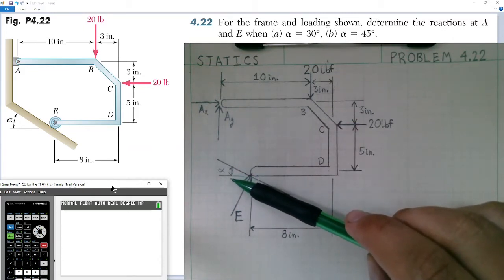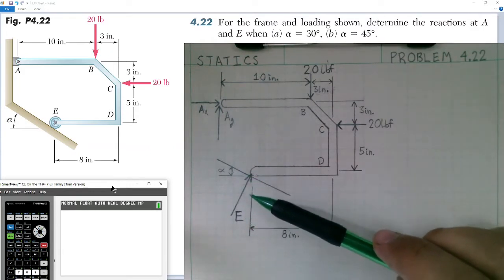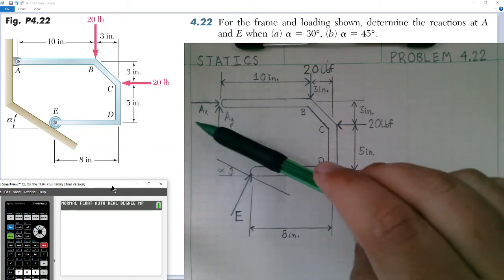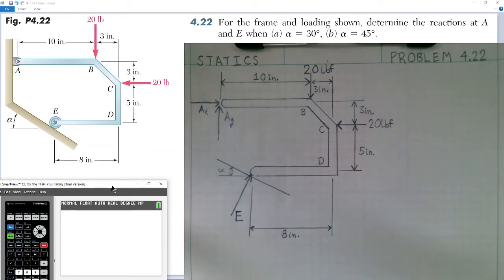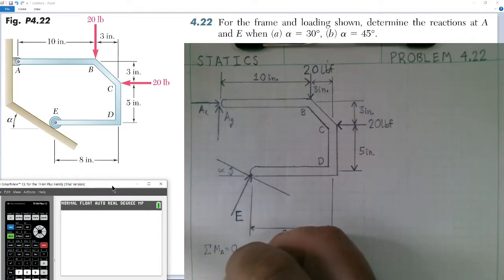We're going to first solve for a general case to find E, and then go into specific values of alpha in order to determine the reactions at both E and A. So let's go and get started. First, I'll begin by summing the moments about A. For equilibrium, we know that the sum of moments about A must be equal to 0.